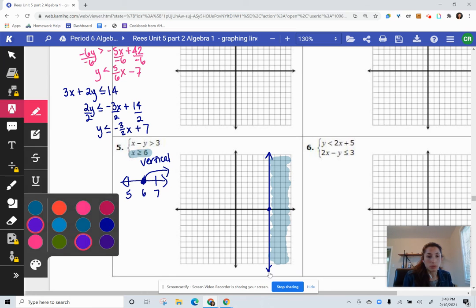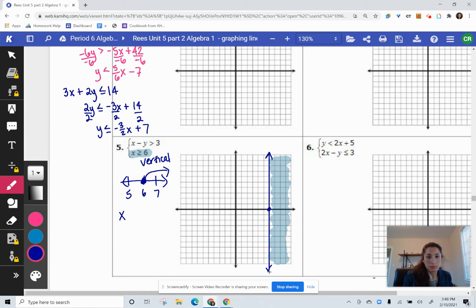Then you would need to rewrite this other one. We've got x minus y is greater than 3 to graph on there as well. So subtract an x on both sides. Negative y is greater than negative x plus 3. And then you would divide everything by negative 1. And a reminder, when we're dividing by a negative, you are going to flip this inequality. Negative divided by negative is positive. Positive divided by negative will be a negative.